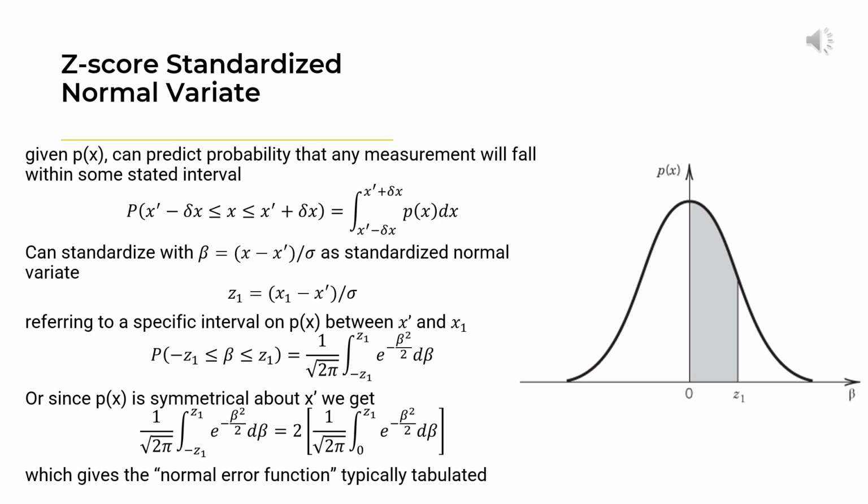Because for a normal distribution, p is symmetrical about the mean x prime, we can write 1 over square root of 2 pi, integral of minus z1 to z1, e to the minus beta squared over 2 d beta, as equal to 2 times half of that quantity, integrating from 0 to z1. The value in brackets is called the normal error function. The value, the probability of z1, is typically tabulated in a z-table. This integral is one-sided, so that means it's evaluated from 0 to z1. So the normal error function provides half the probability as expressed by the normal error probability equation.